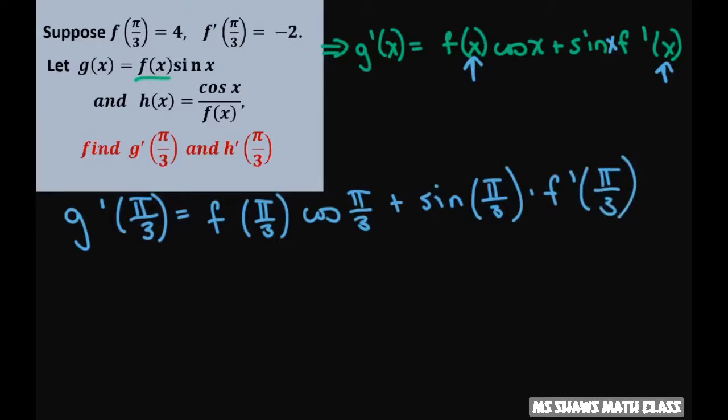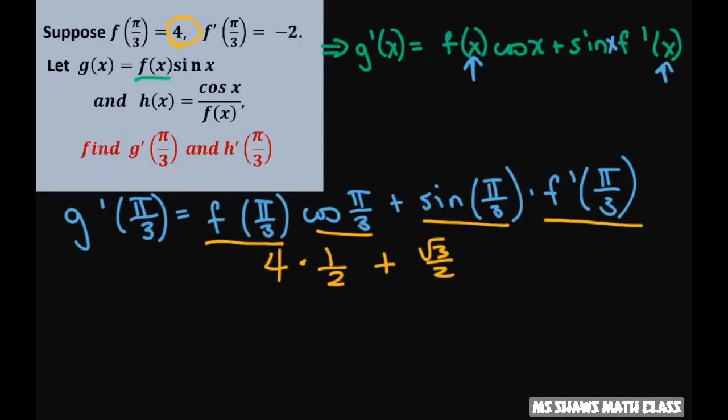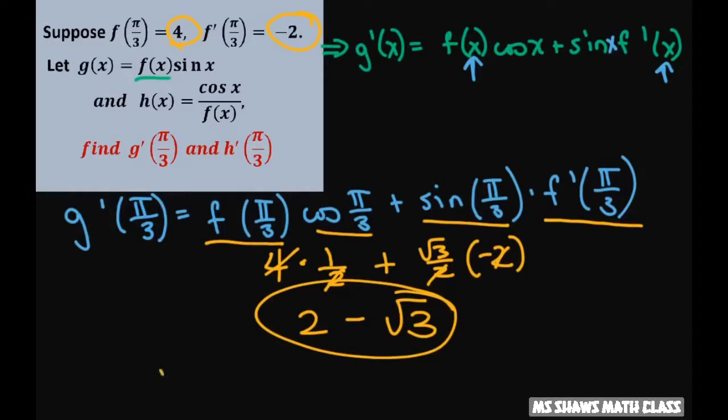Now we're just going to substitute everything in. F of pi divided by 3 is 4. So 4 times cosine of pi over 3 is 1/2. Plus sine of pi over 3 is square root of 3 divided by 2. And then f prime of pi divided by 3 is negative 2. So substitute that in. So that ends up giving you 2 times minus, the 2's cancel, but you have a negative. So it's minus square root of 3. And that was using the product rule.